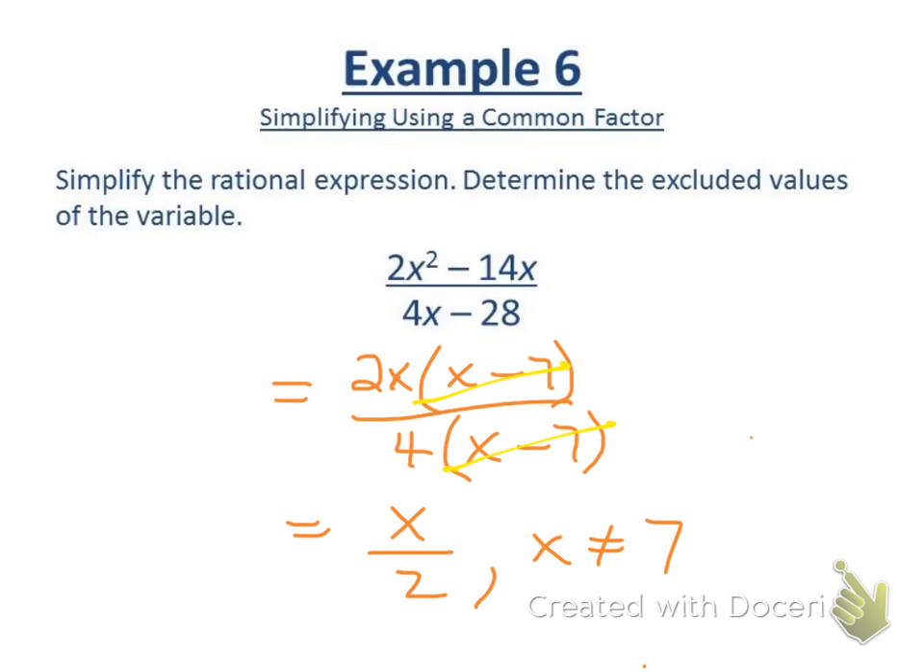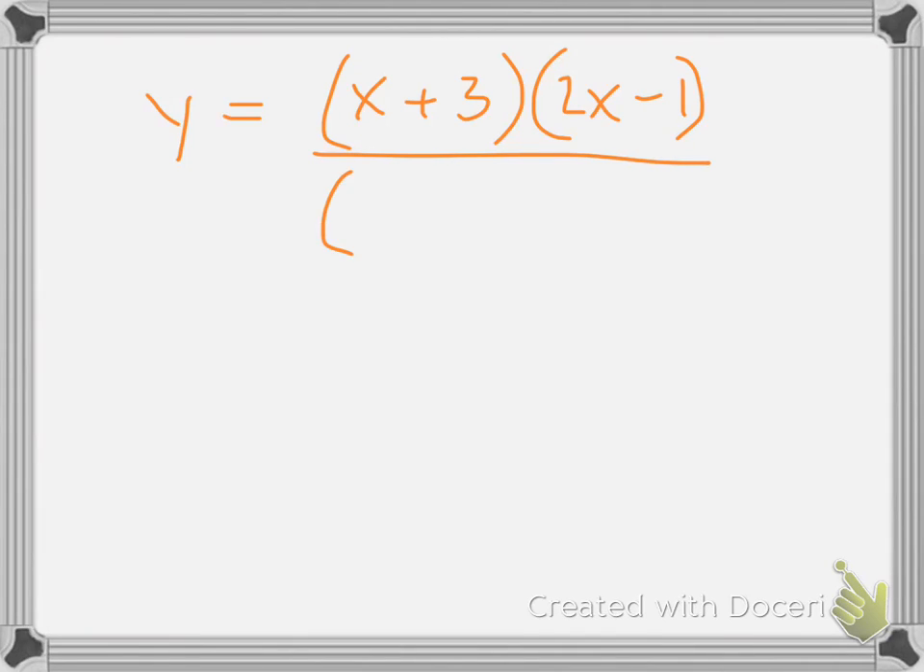But if we, gosh, yeah, let me show you this. I want to show you. All right, let's just suppose we started out with, I'm going to give you a rational expression that's all factored out for you. Let's suppose we started out with y equals, and this is a function, now throwing y in the mix, y equals x plus 3 times 2x minus 1 over 2x minus 1 times x plus 5.